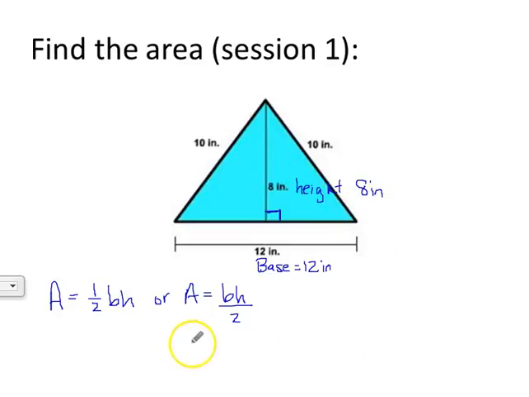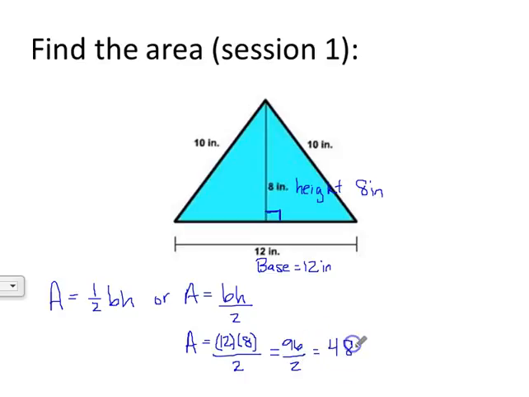So we can go ahead now and plug in our values. I'm just going to use this formula right here. The base is 12, and the height is 8, and we'll multiply those two together and divide that by 2. So we're going to multiply those two measurements, 12 times 8, and I get 96, and then I'm going to divide 96 by 2, and I get 48.